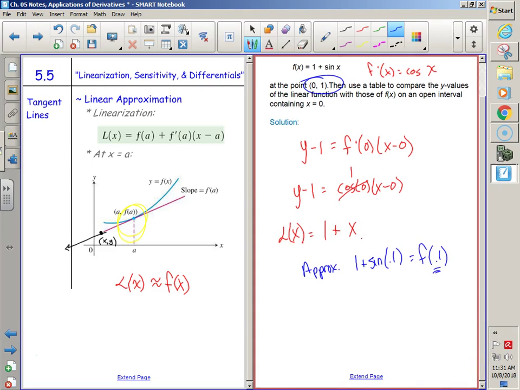Someone grab out your calculator. Someone in here is bound to have it. My L of 0.1 is going to equal 1.1, which we are saying is some sort of a sine of 0.1. See how close we are. Ooh. Now, is it a great approximation? 1.001, 1.002. It's not great. Why?